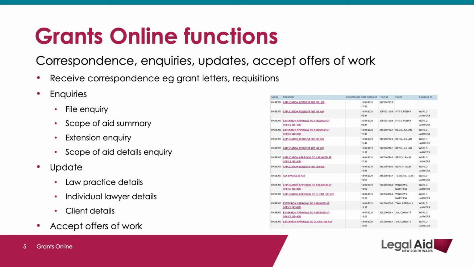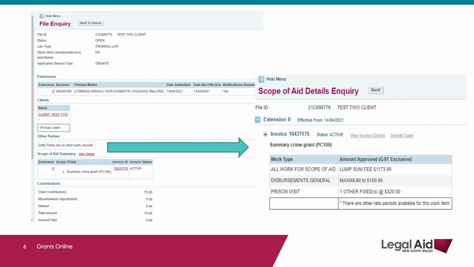The Grants Online inbox contains all the correspondence your law practice has received from grants and copies of any documents you have submitted via Grants Online. Grants Online inquiry functions provide information about the grants assigned to your law practice. You can also update your details and update client details, such as changes of address or phone number, or updates to means information. On this screen, you can see the inquiry functions in Grants Online.